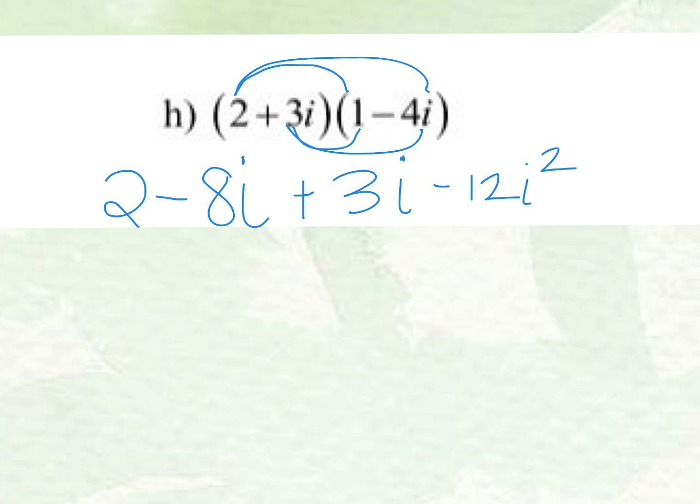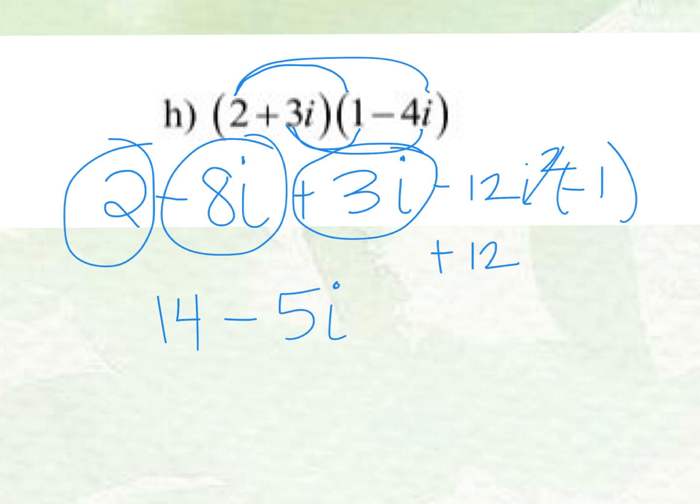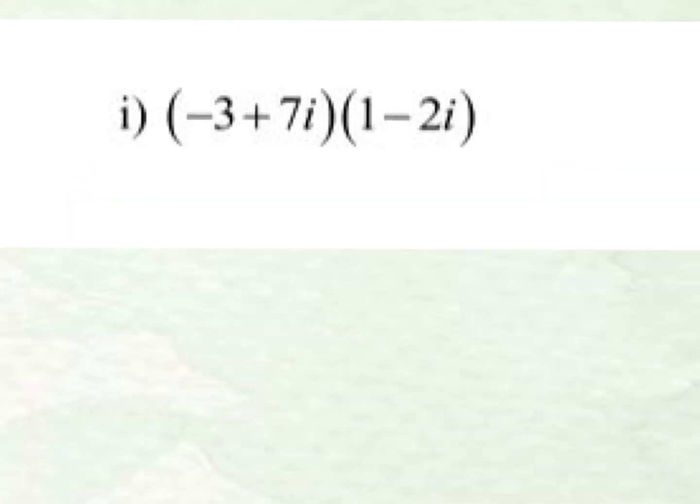All right, so we can clean up a couple of things here. First, let's deal with our i squared. We know that we don't leave it i squared. We know that it turns into negative 1. And so what happens is that negative 12 turns into a positive 12. And we're going to combine it with our other real number over here of 2. So we can say that our real numbers are 14. And then we're going to combine like terms of our imaginary numbers with negative 8 plus 3, which is going to be negative 5i.